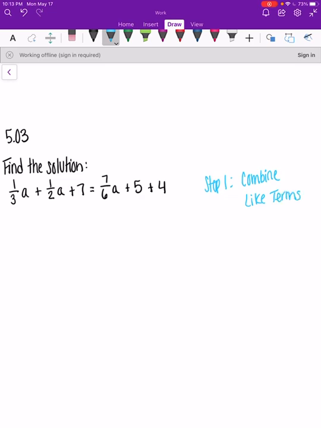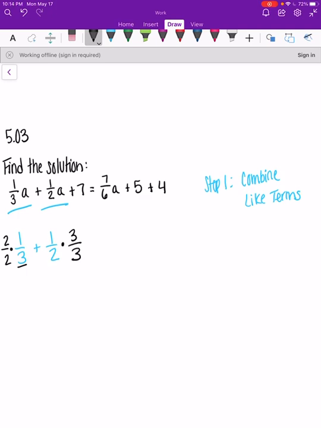Okay, so I have 1/3 a plus 1/2 a on this side. Well, 1/3 plus 1/2, we can't quite add them yet. We need to have the same denominator in order to add these fractions. So I'm going to write that down here. What we need to do is multiply this fraction over here by this denominator, so 2 over 2. And then I'm going to multiply this fraction over here by this number here, 3 over 3.